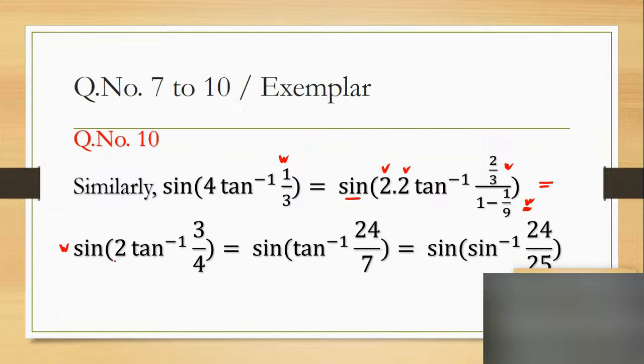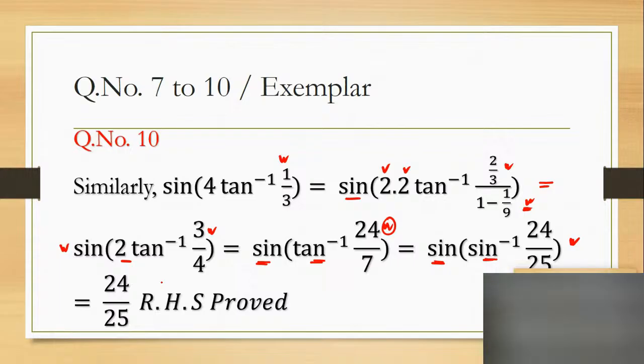So here sine 2 into tan inverse 3 by 4 equal to sine of tan inverse 24 by 7, equal to 24 by 25. So we get 24 by 25, RHS proved. I hope that there is no problem to understand the solution of questions 7 to 10. Let's do it once again.